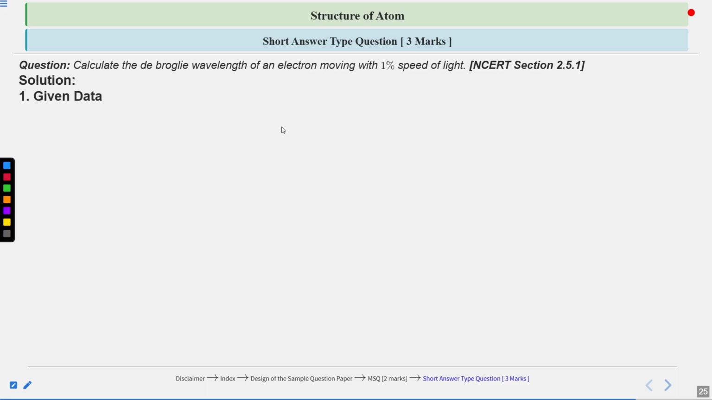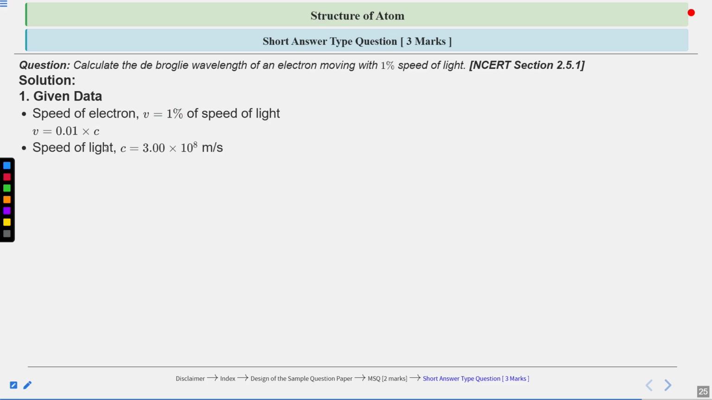Now, if the given data is clear, what can we write? The speed of the electron can be written as 0.01 × c, so 1% of the speed of light. 1 by 100 will be 0.01 or 10^-2, multiplied by the speed of light, which is c. Now what is the speed of light? It is 3 × 10^8 meter per second.